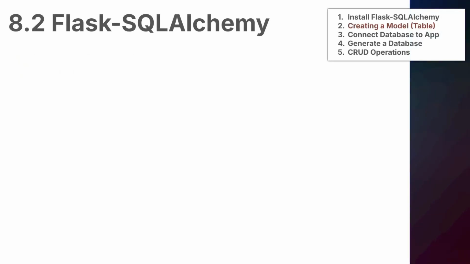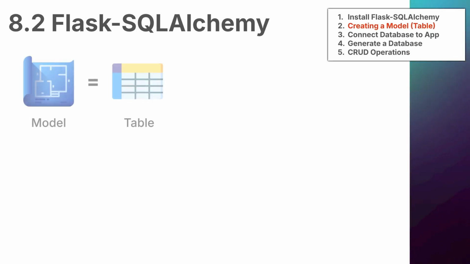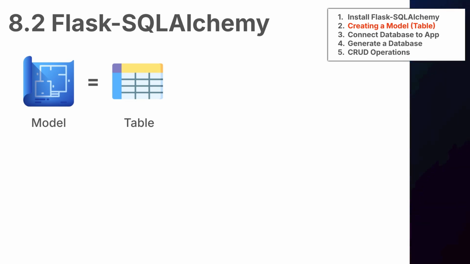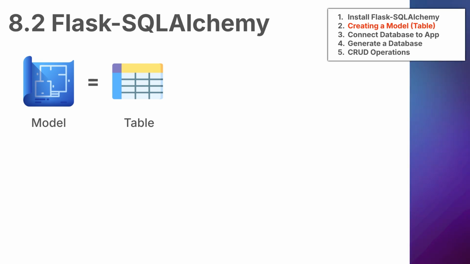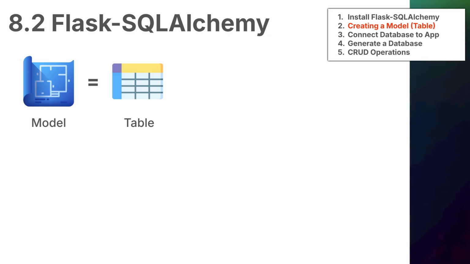2. Creating a model. What is a model? It's like a blueprint to create a database table. Each attribute in the model, like ID, username, email, becomes a column in the database table. SQLAlchemy converts this Python class into real database code behind the scenes.